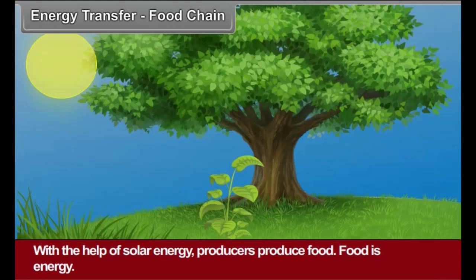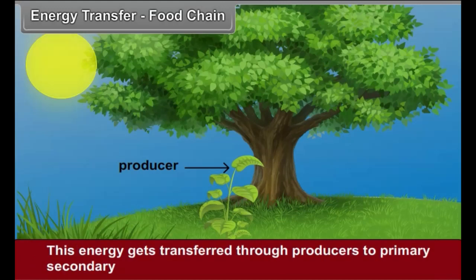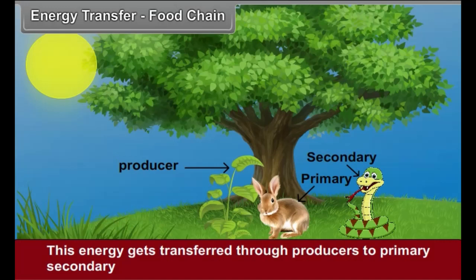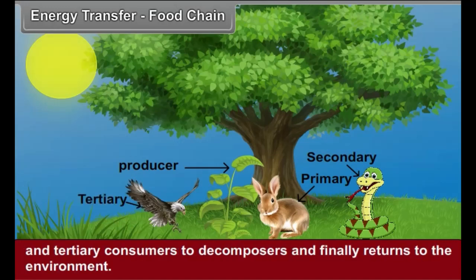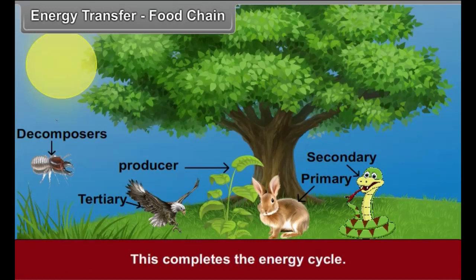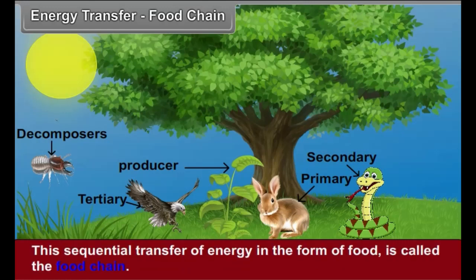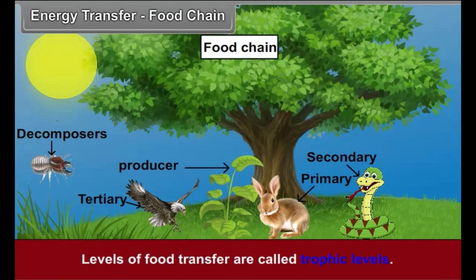Energy transfer, food chain. With the help of solar energy, producers produce food. Food is energy. This energy gets transferred through producers to primary, secondary, and tertiary consumers to decomposers and finally returns to the environment. This completes the energy cycle. This sequential transfer of energy in the form of food is called the food chain. Levels of food transfer are called trophic levels.